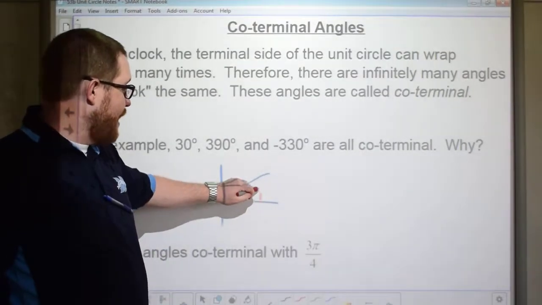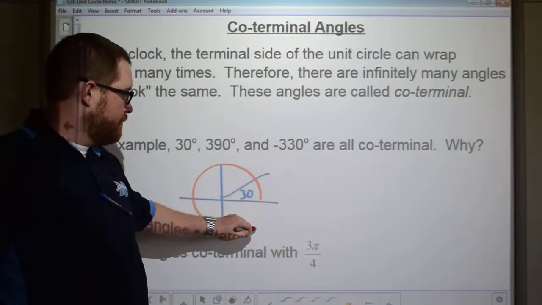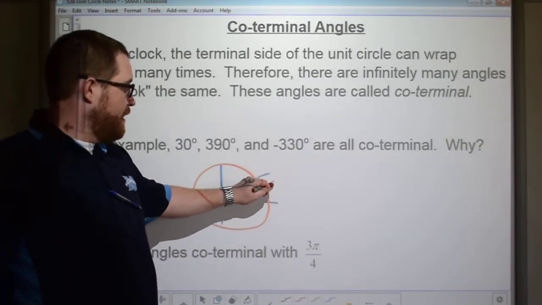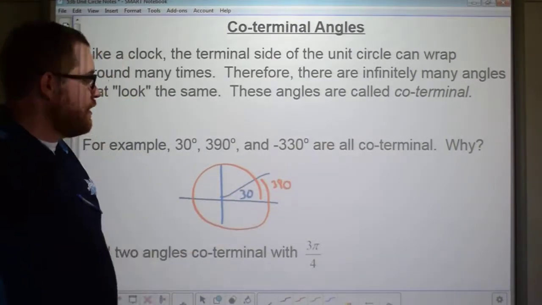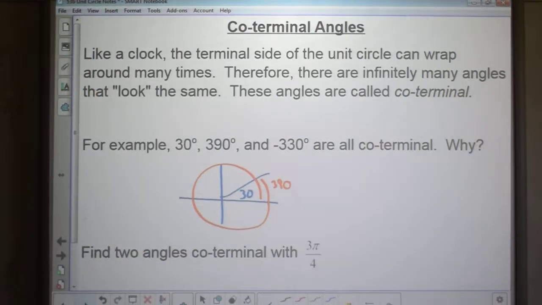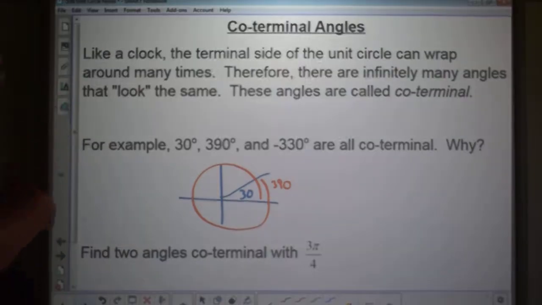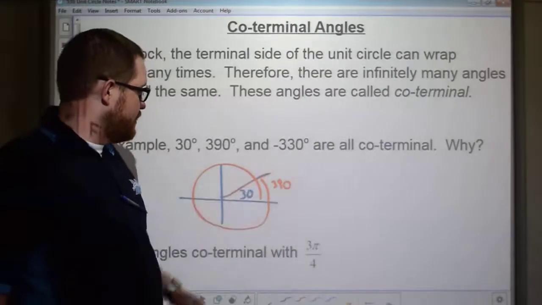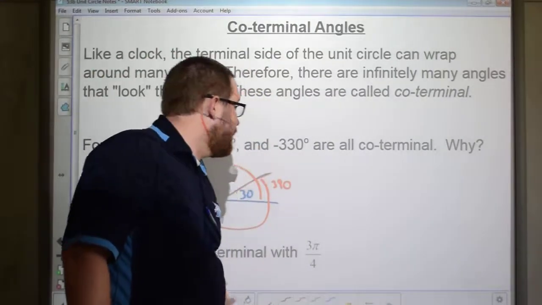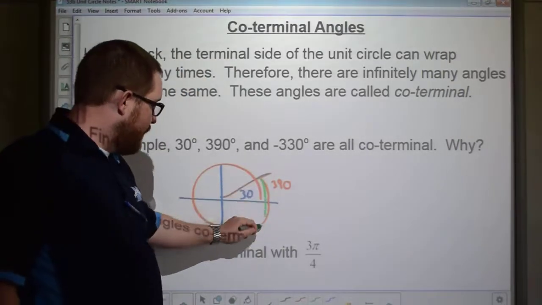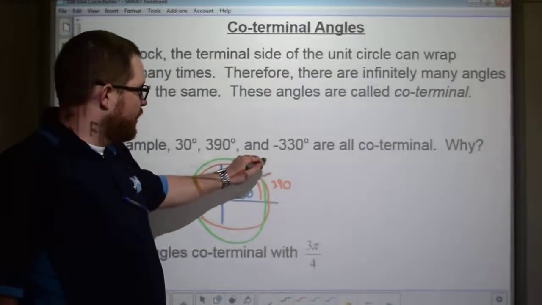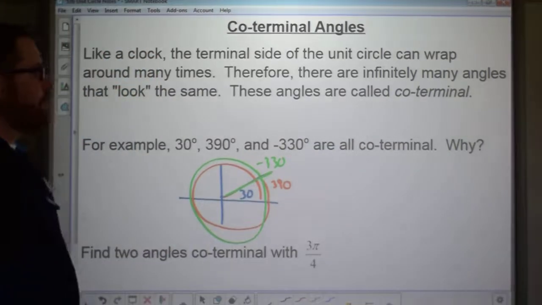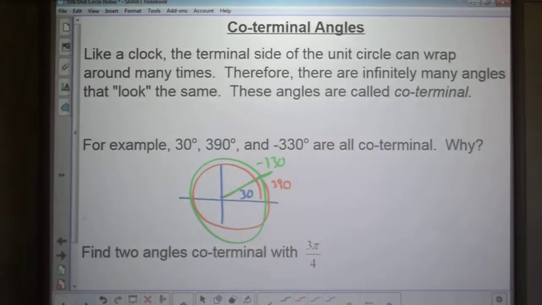Why? Because if you were to wrap around all the way, that's 360 degrees, and another 30 degrees would make 390. They're in the same spot. You don't see it went around 390 degrees. You only see where it ended up, which was this. And negative 330. If I went backwards 330 degrees, I would still end up at the same spot. Those are all coterminal. Okay?